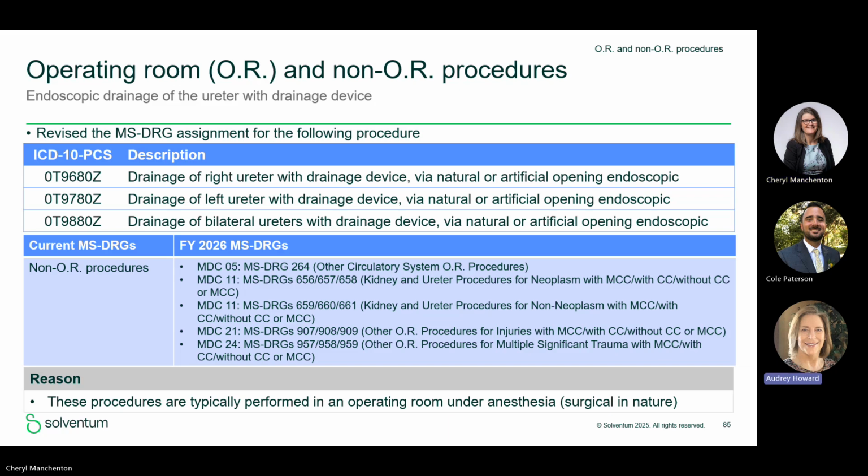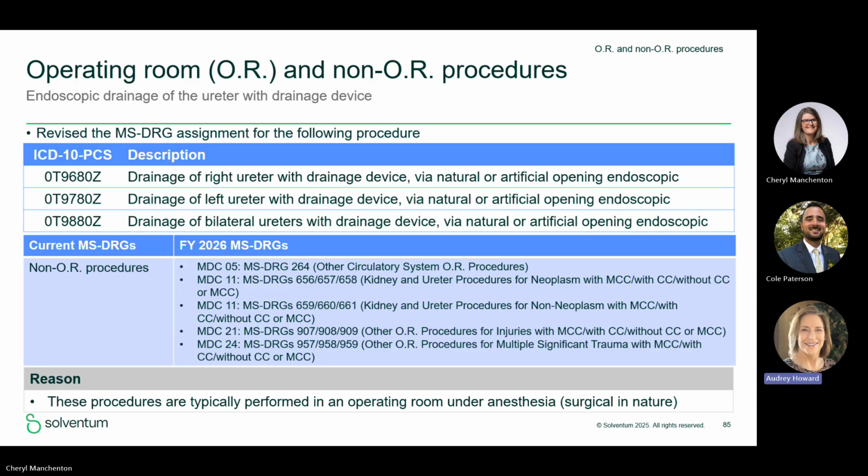Now every year CMS always looks at if something impacts or does not impact, if a procedure code does or does not impact MS-DRG, should it or should it not? So should they add it to the operating room list that would impact the DRG, or should they remove it? So this year, for the endoscopic drainage of the ureter, so ureteral drainage with a drainage device, they decided to add it to the operating room list. So it will impact the MS-DRG assignment.